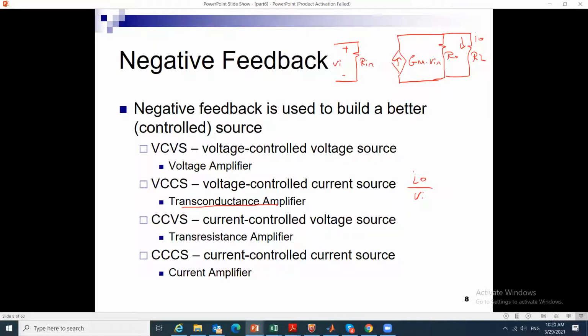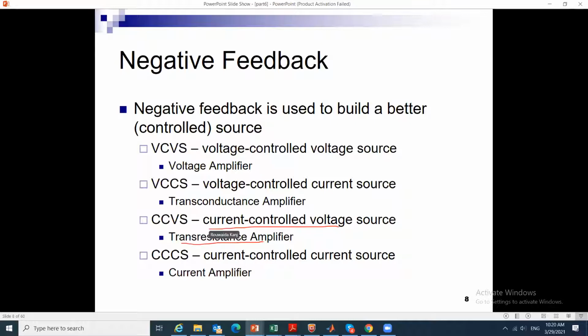Now a transresistance amplifier is nothing but a current controlled voltage source. The input is a current. I have some IN measured here, and the output is a voltage. So it is some resistance times IN, and then it has some output resistance. And why is it called transresistance? Because it is VO over IN.